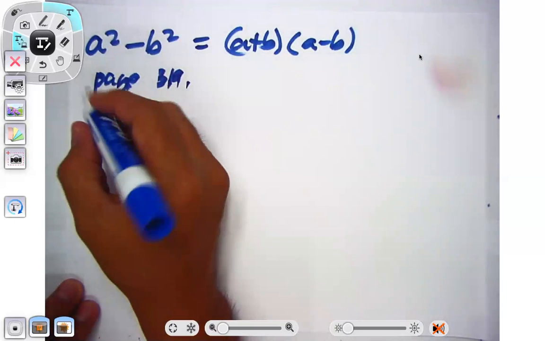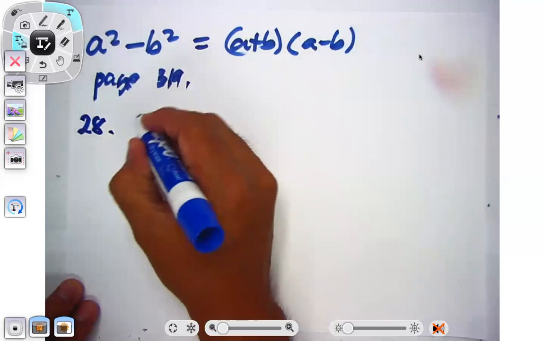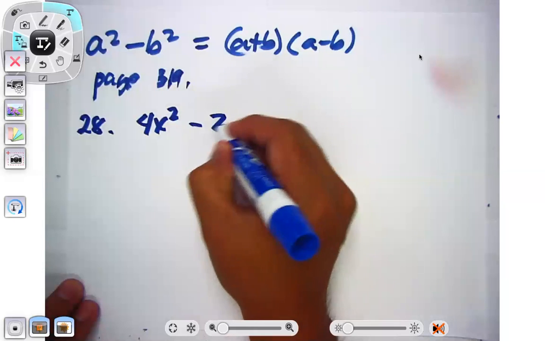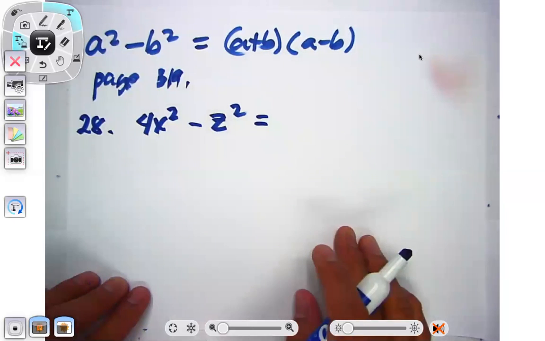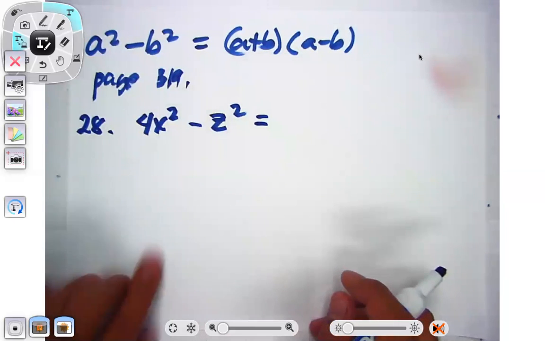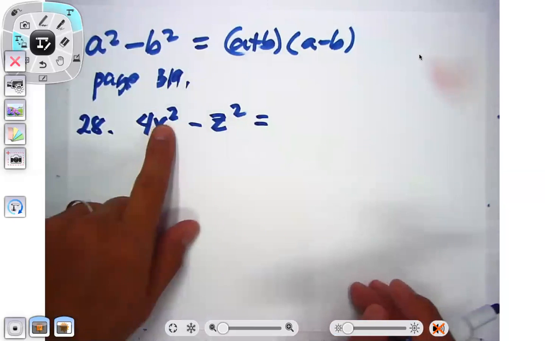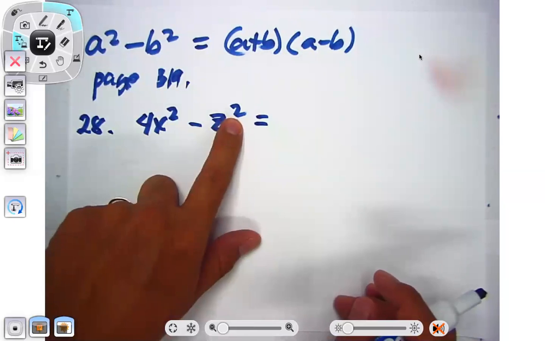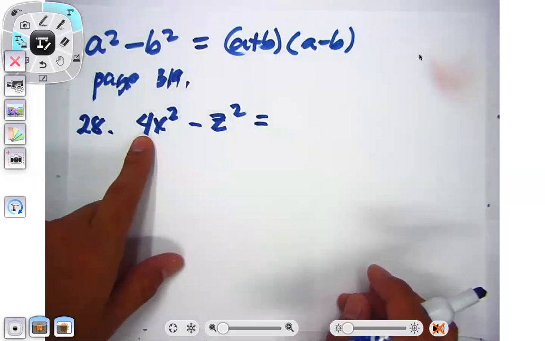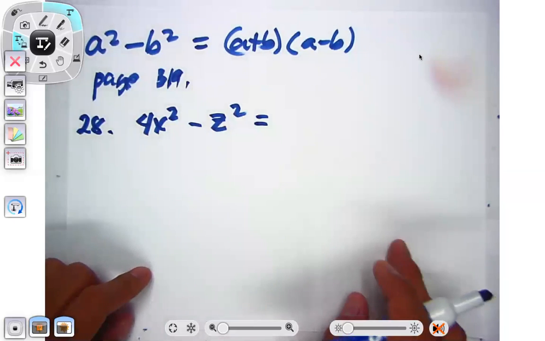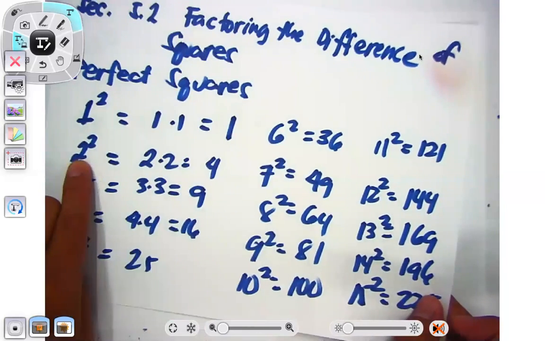So let's start from number 28. 4x squared minus z squared. We can rewrite this into squares. Perfect square, right? z squared, perfect square. How do you know it's a perfect square? If the exponent is divisible by 2, it's a perfect square, right? But how about 4? Is it a perfect square? Yes, because 4 is the same as 2 squared.